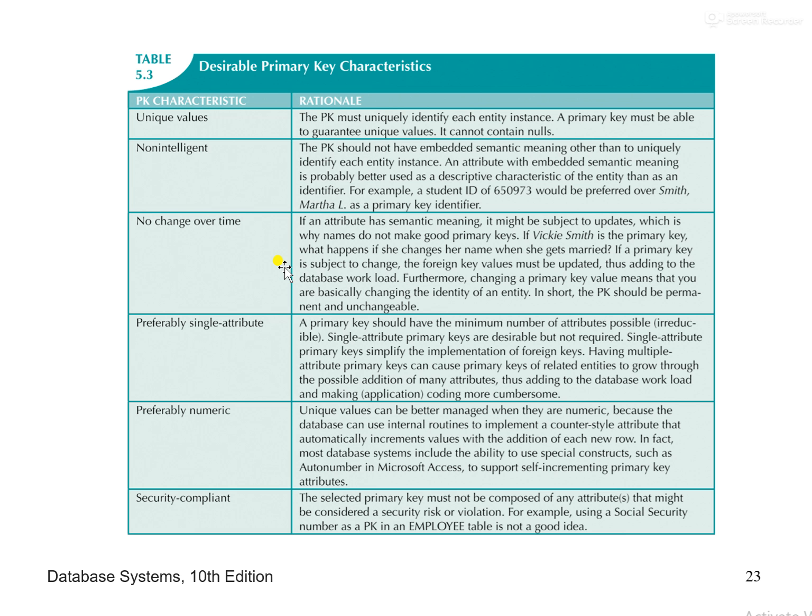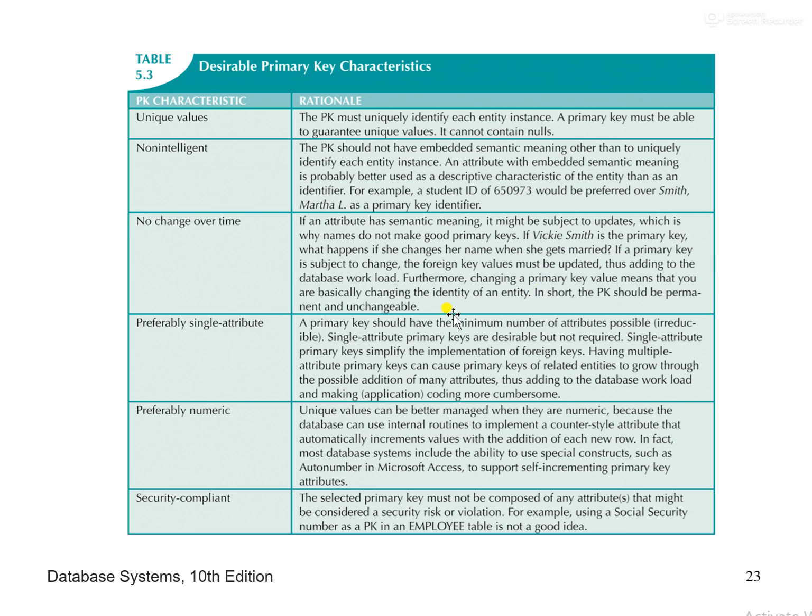name and last name, because if we are choosing student first name and last name as a primary key, like here they give an example. Okay, the primary key is the student first name and last name, Vicky Smith, and now Vicky got married, and after getting married she changed her name to Vicky something else. So it means the primary key value has been changed.